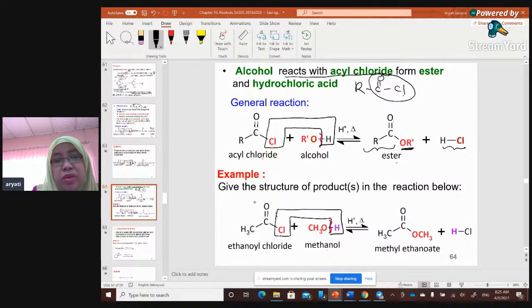Okay, H combine with Bl produce HCl. So dekat mana dia combine? CH3C double bond O, so this is from ethanoyl chloride. Okay, combined with O, CH3 is from alcohol methanol. So it will produce methyl ethanoate.